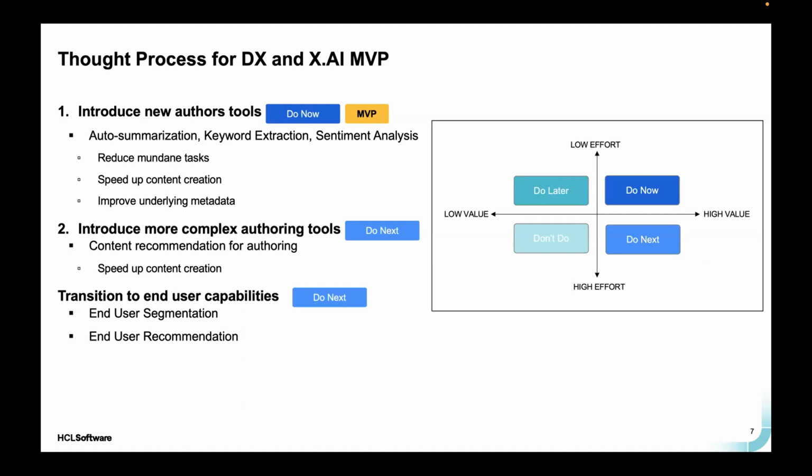And so we started off with auto summarization, keyword extraction, and sentiment analysis for a couple of reasons. Number one, it fit into that reducing mundane tasks area, providing tools for authors so they don't have to spend as much time on the side aspects of creating content and can focus on just creating content. And then the second point is also to improve the underlying metadata, right?